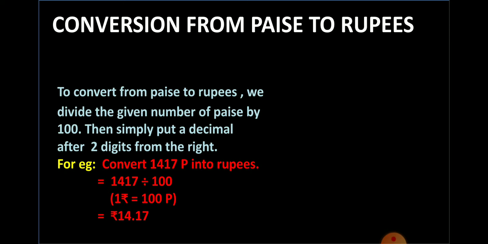Then simply put a decimal after 2 digits from the right. For example, convert 1417 paise into rupees. You can see here we are going to divide 1417 by 100. As we know, 1 rupee is equal to 100 paise. We have divided. Now what we have to do is simply put the decimal from the right, leaving the 2 digits. And so our answer is rupees 14.17.